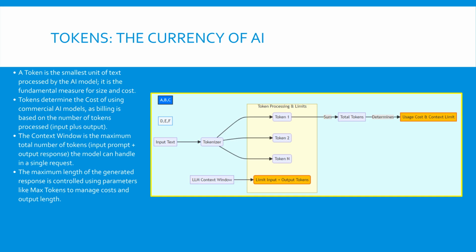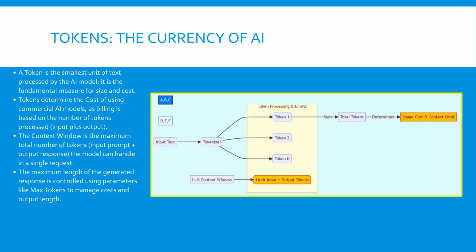This diagram illustrates the role of tokens and the limits they impose. When input text, such as your prompt, enters the system, a component called the tokenizer breaks it down into individual units: token 1, token 2, and so on. These are counted up to form the total tokens, which is the critical metric. The total tokens number directly affects 2 major constraints: the usage cost for commercial models, and whether the input fits within the fixed size of the LLM context window.